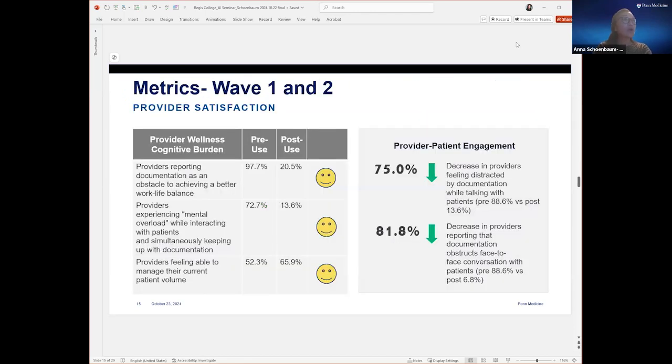Next is our satisfaction regarding provider well-being. And this is before some great features have been implemented, but the sense is that patients and providers are feeling that there's more one-to-one interaction, and also a decrease in our cognitive burden here.